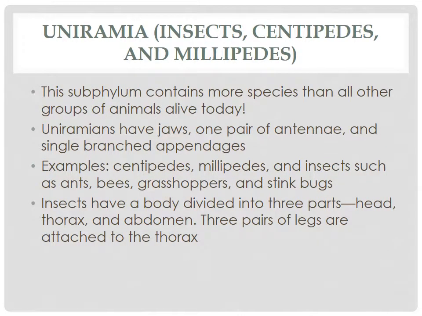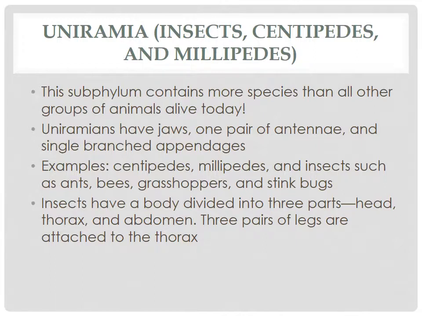So Uniramia are the insects, centipedes, and millipedes. This subphyla contains more species than any other group of animal alive today. It is so diverse. Uniramians have jaws, they have 1 pair of antennae, and they have single branched appendages. So examples being centipedes, millipedes, and insects such as ants, bees, grasshoppers, stink bugs, you name it. Find it creepy crawly, it's probably part of this group.